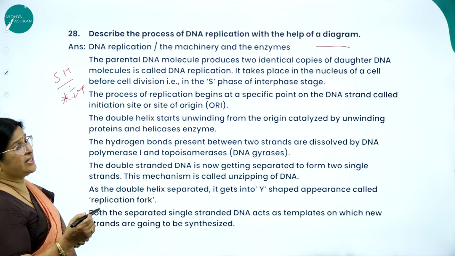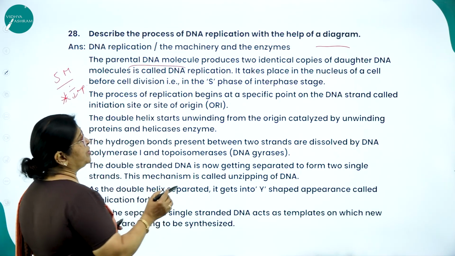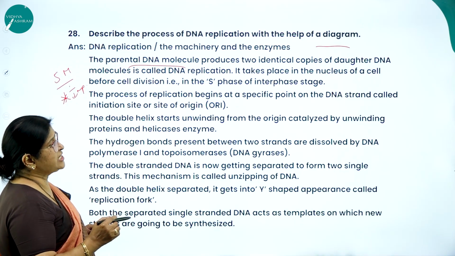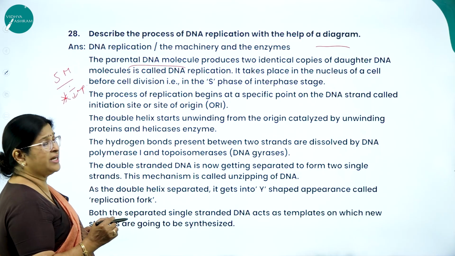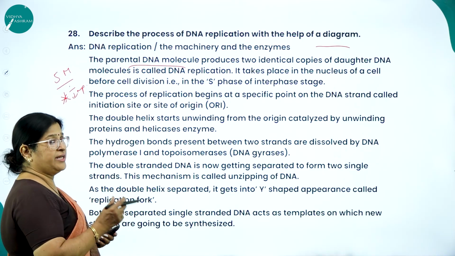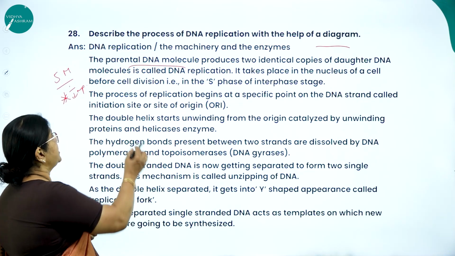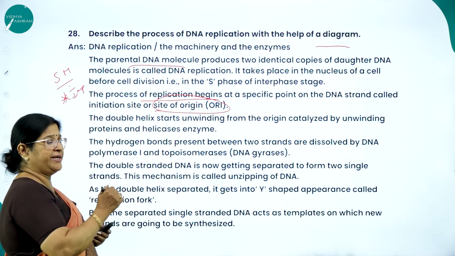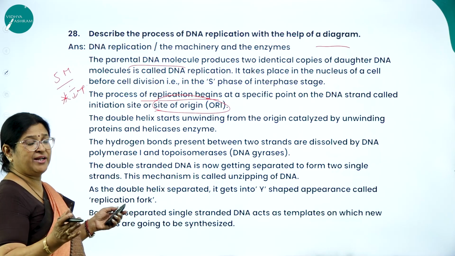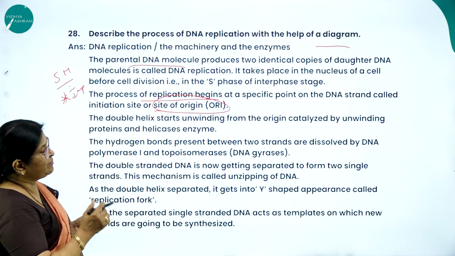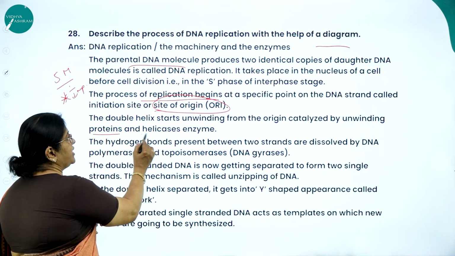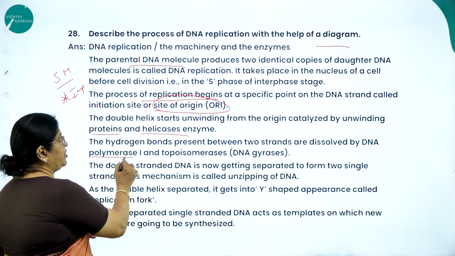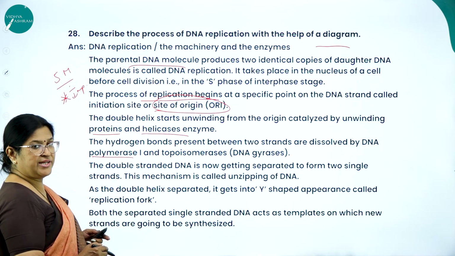DNA replication, the machinery and the enzymes. The parental DNA molecule produces two identical copies of daughter DNA molecules, which is called DNA replication, and it takes place in the nucleus of a cell before cell division, that is in the S phase of interphase stage. As we know, in the S phase of interphase, DNA replication starts. The process of replication begins at a specific site. What do you call that site? ORI, origin site. Then the double helix starts unwinding, or you can also call it unzipping from the origin, catalyzed by unwinding proteins and helicase enzymes. The hydrogen bonds present between two strands are dissolved by DNA polymerase 1 and topoisomerases, that is DNA gyrases.